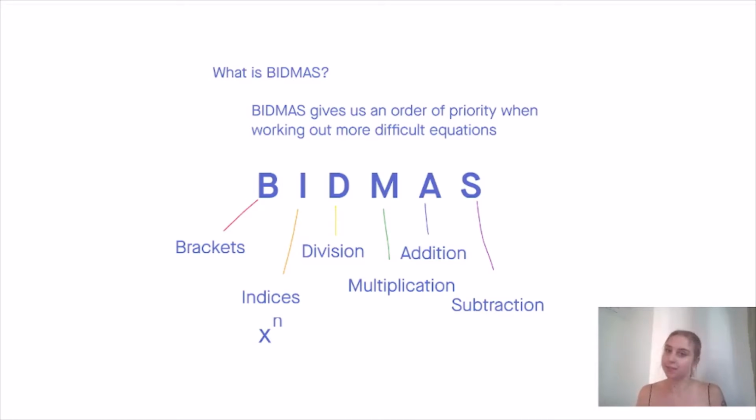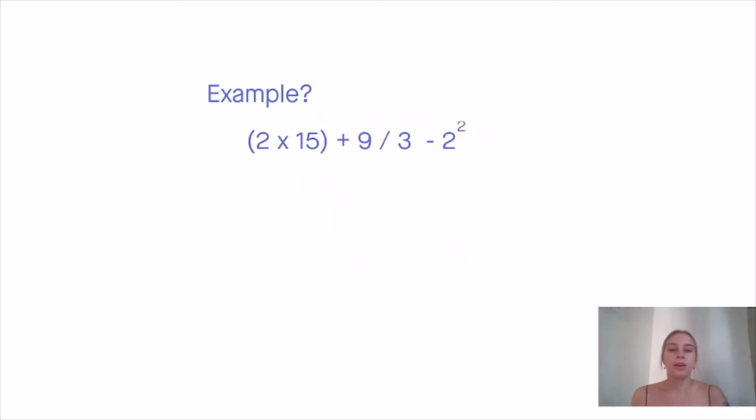Then D is division, which is quite self-explanatory, and then M is multiplication. Then we have A for addition and S for subtraction. So here we have a question that is 2 times 15 in brackets plus 9 divided by 3 minus 2 to the power of 2. So we go through our order.